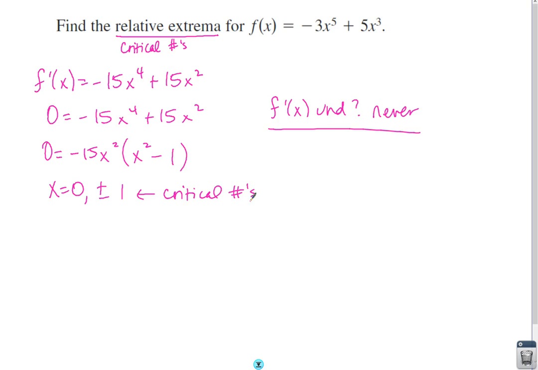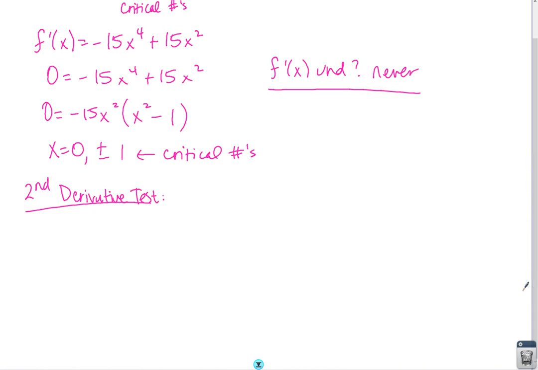I want us to use the new tool that we talked about today. So to find our relative extrema, the first thing I'm going to do is try our second derivative test. So I'm going to make my chart using my critical numbers. I'm going to go from negative infinity to negative 1.